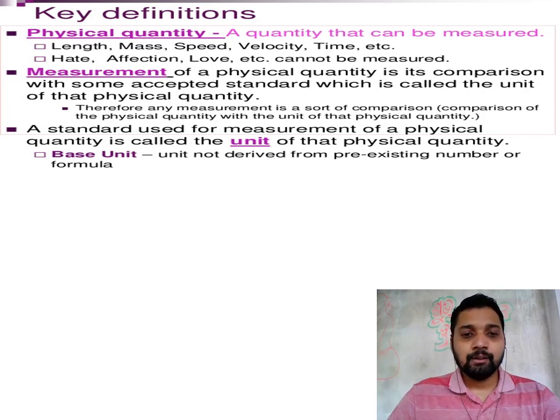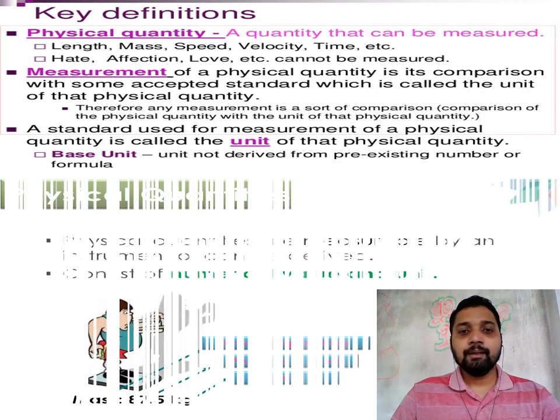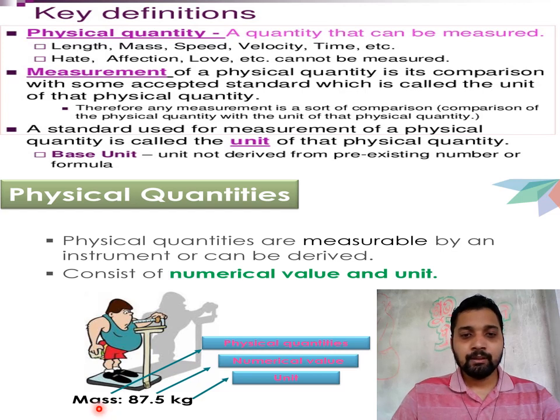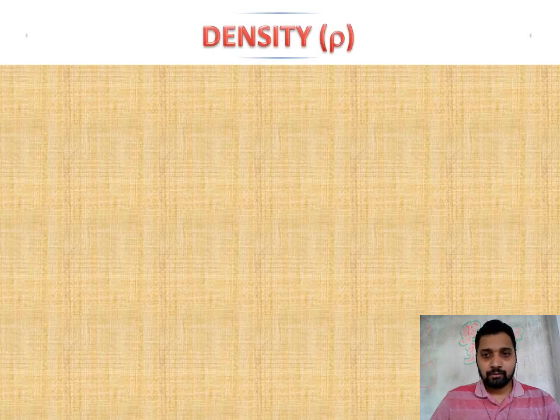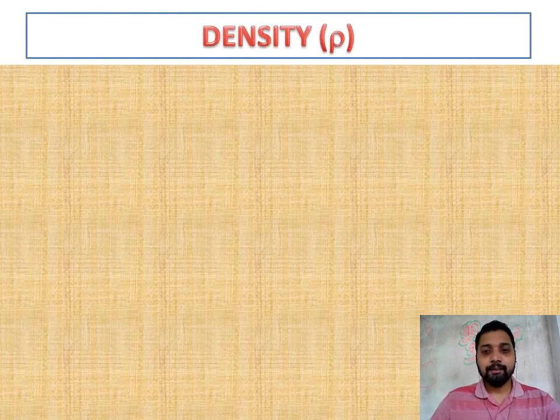For that measurement, the standard quantity used is called a unit, because all physical quantities have a definite unit. A physical quantity has two parts. Here you can see the mass of this man is 87.5 kg. Here 87.5 is the number, the numerical part. Kg is the unit. So every physical quantity is the product of one numerical value, a number, and a unit or standard with which we compare. So a physical quantity is that which can be measured directly by an instrument or can be derived or calculated. Measurement is a comparison. Now, the physical quantity we are going to discuss in detail in our video is density.